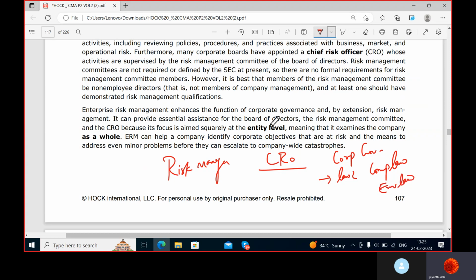Otherwise, they'll come and shut down your company, serve you notices, and penalize you by putting big fines on you. That can have an impact on your company. The goodwill of the company can get impacted. So all these are very important.